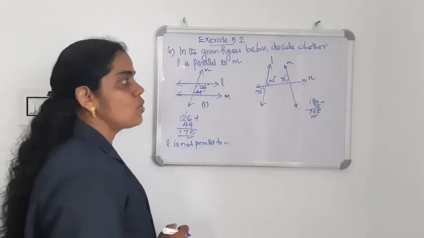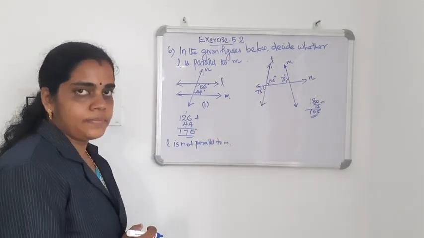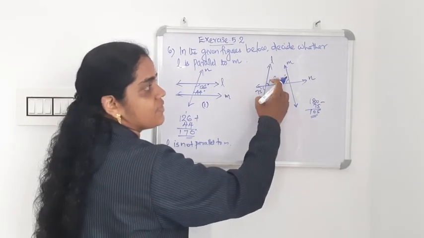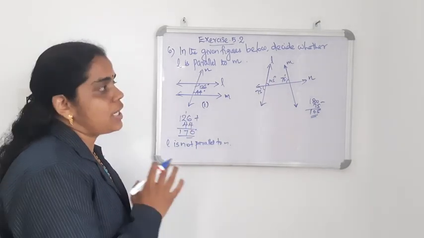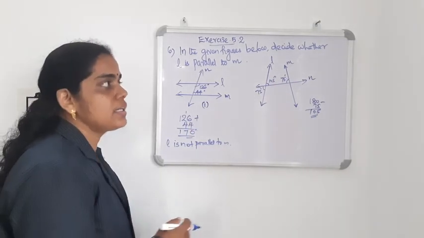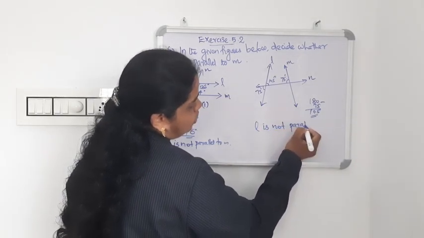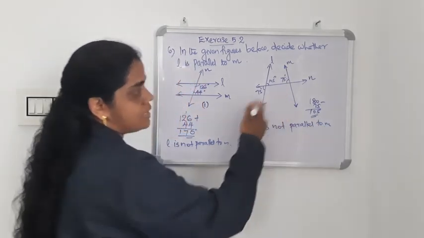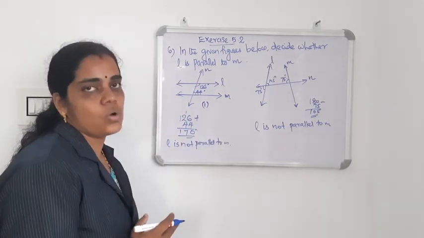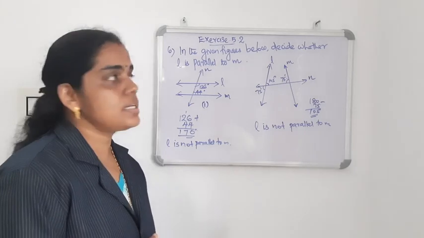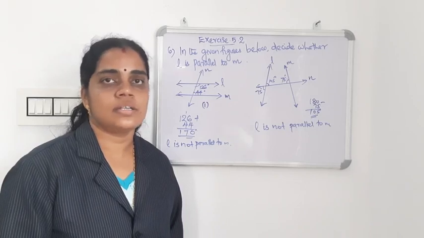But what is the rule? If two parallel lines are cut by a transversal, vertically opposite angles must be equal. But here it is 105 and it is 75. So vertically opposite angles are not equal, and that property does not hold here. So we can say that L is not parallel to M. The reason is that vertically opposite angles must be equal, but here that does not hold. Okay. So almost all questions from exercise 5.2 we have discussed here. Try to understand and study well. Thank you.